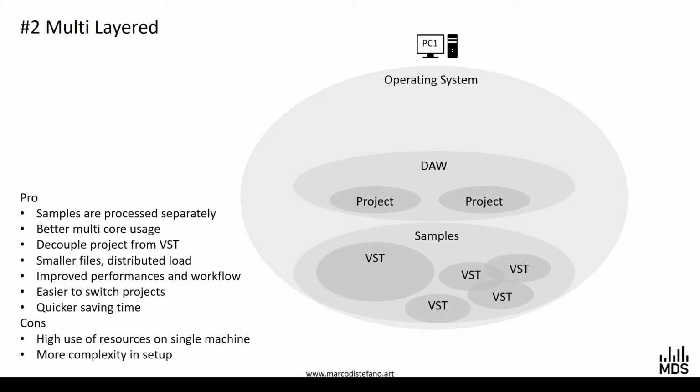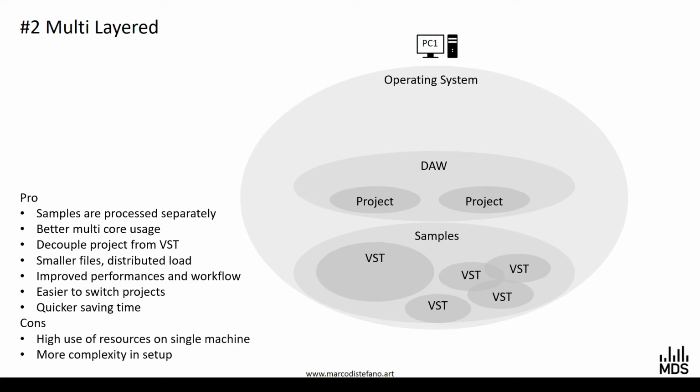So the pro of this solution is that the samples processing is processed separately, in another thread. For this reason, you will end up having a better multi-core usage. That's theoretical, but I can tell you it is also based on my experience. It's exactly what happened with my PC. You will also be able to decouple your project from the VST, which means you can save your VST configuration and use it for different projects. As you can understand, this is the basis of creating an orchestral template.